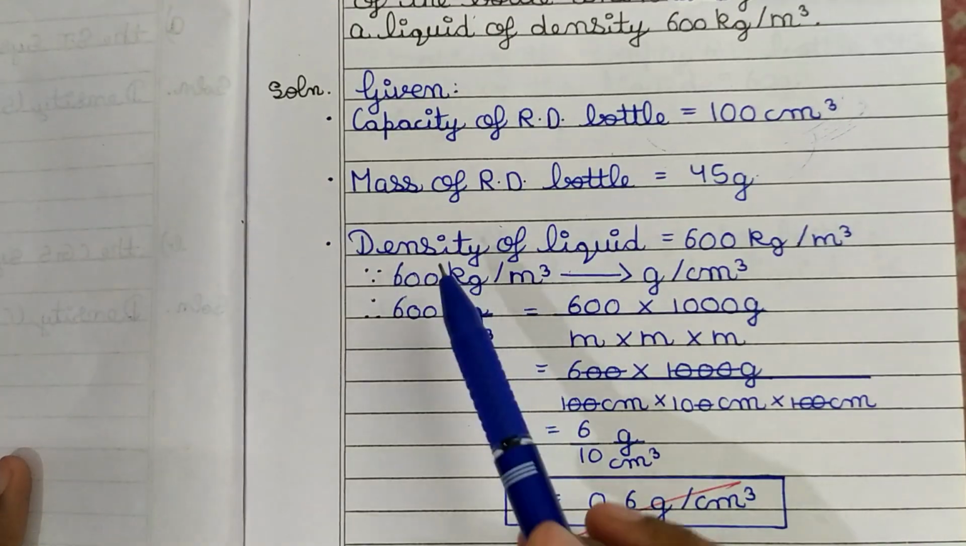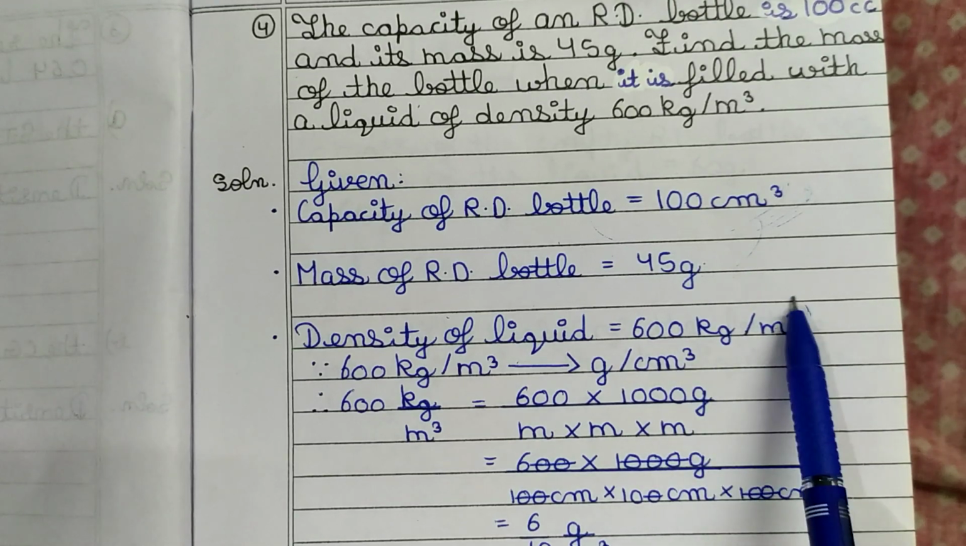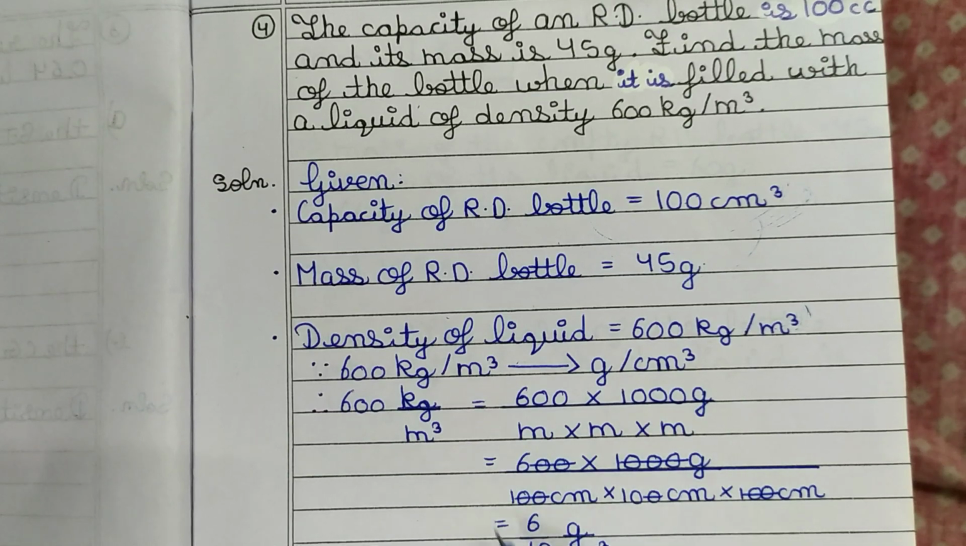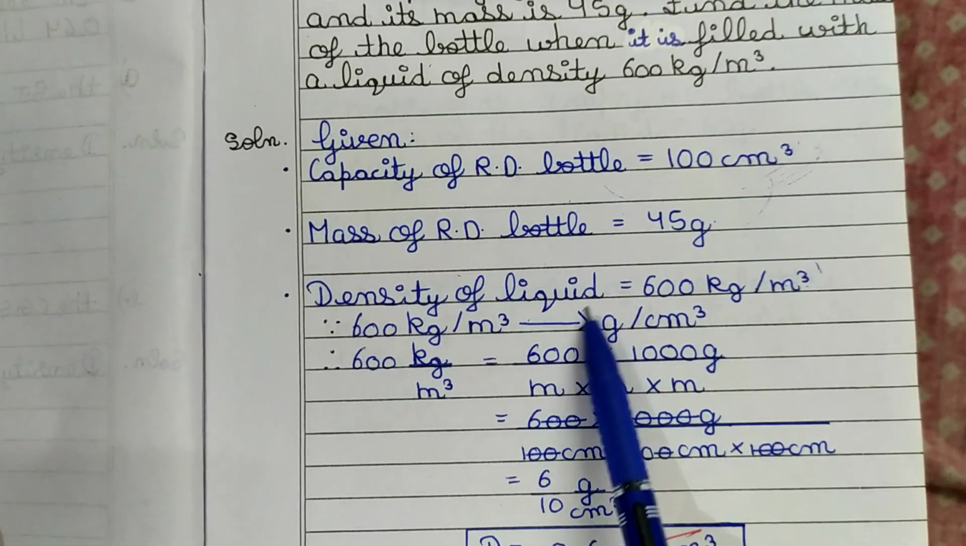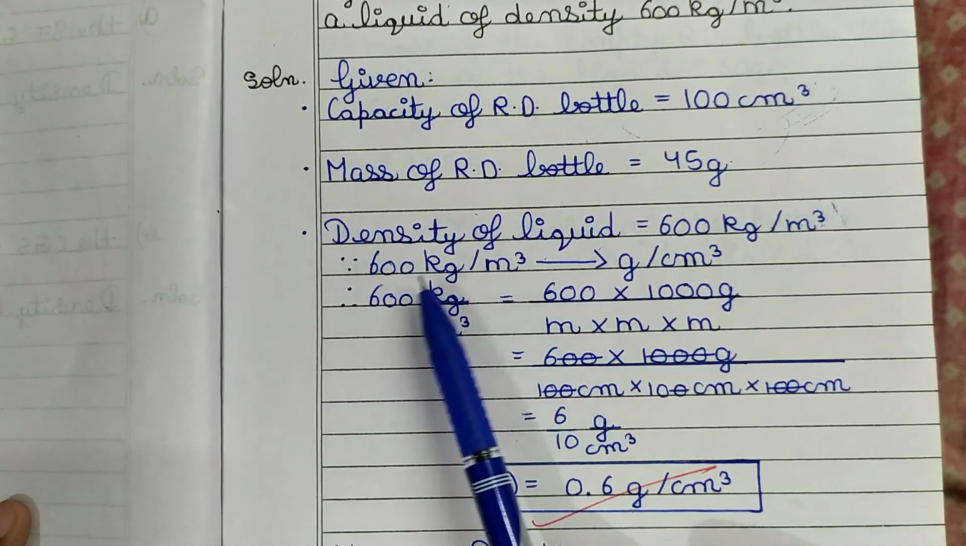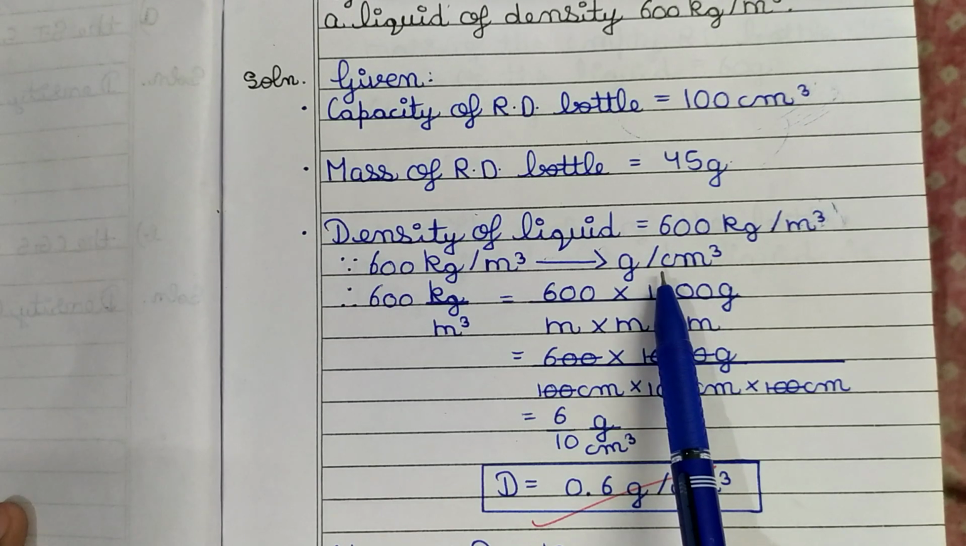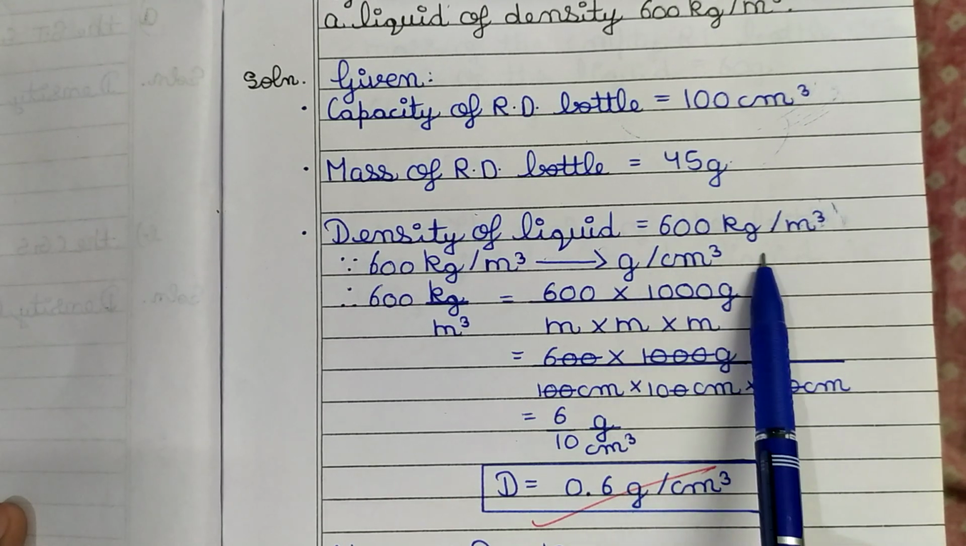So children, I told you that density of the liquid is given in SI system. It means first of all you have to convert. There is a short work you have to do, that you have to convert density of the liquid in CGS system. ठीक है, so 600 kg per cubic meter you need to convert it into gram per cubic centimeter.